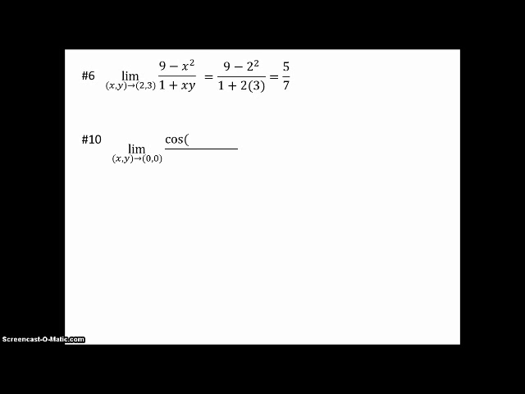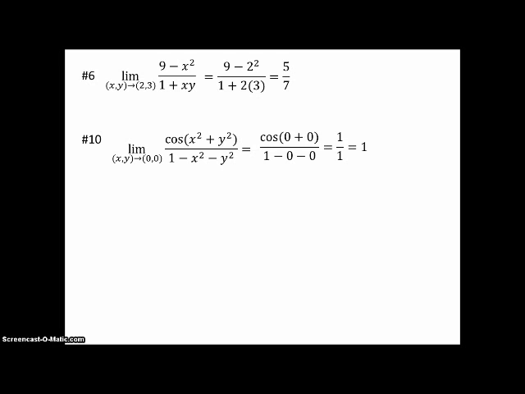Number 10, the limit as (x,y) approaches (0, 0) of cosine of x squared plus y squared over 1 minus x squared minus y squared. There are no issues here, and so the answer is just the cosine of 0 over 1, which reduces to 1.